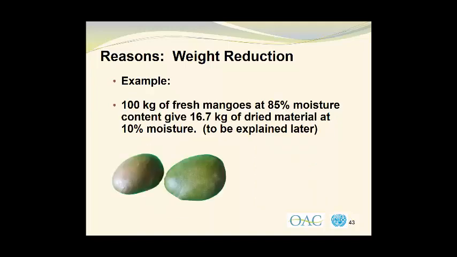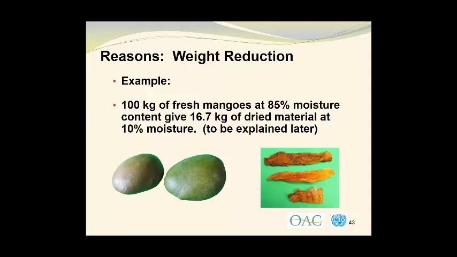Similarly, if we start with 100 kilograms of fresh mangoes at 85% moisture, we will get 16.7 kilograms of dried material at 10% moisture, and we will explain this later. It should also be mentioned that we are starting with 100 kilograms of mangoes after the peels and seeds have been removed. So really we're just considering 100 kilograms of mango flesh.